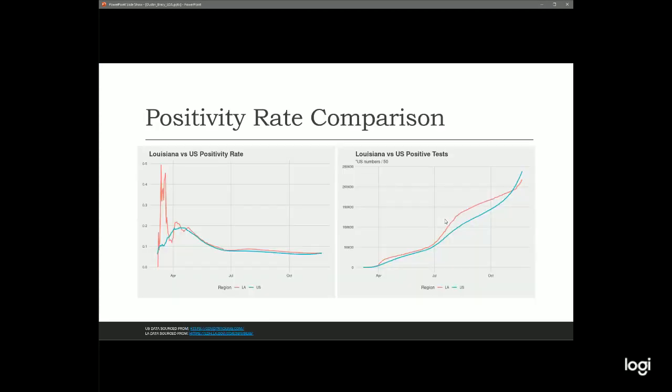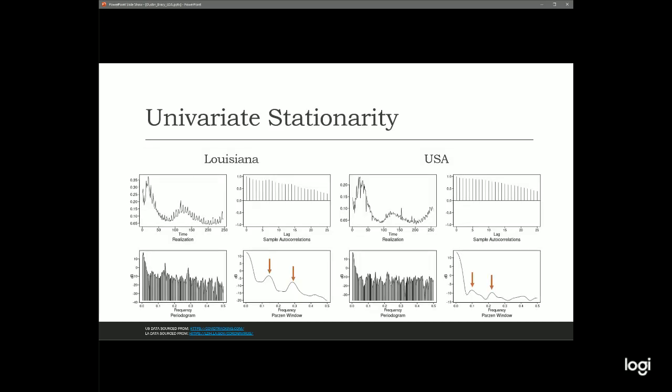And so this data, you can take a look here, Louisiana versus U.S. positivity rate and the positive number of tests. I divided the U.S. numbers by 50 to give us an arbitrary comparison of Louisiana against the U.S. And you can see the explosive nature of those positive test measures. The data I use comes from covidtracking.com, and Louisiana data I'm sourcing directly from the Department of Health website for Louisiana. So let's dive into it.